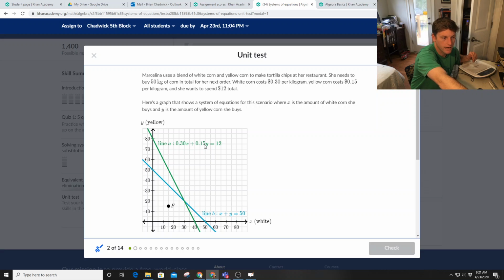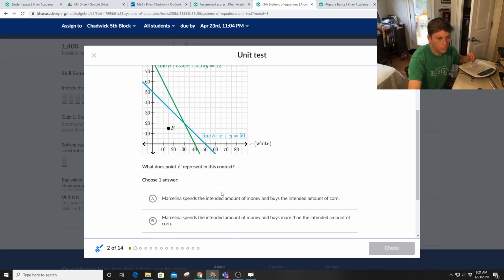So the total amount will equal 12, and then line B is X plus Y. My bad, I got that backwards. X plus Y is just the weight. So how many kilograms of white corn and how many kilograms of yellow corn did she have to get 50? And then we actually have the different price and quantity.